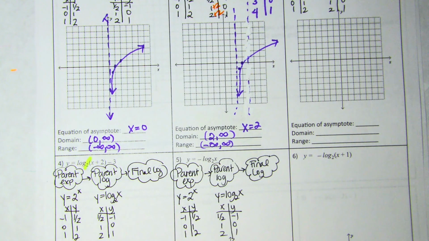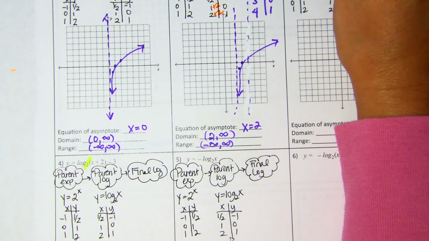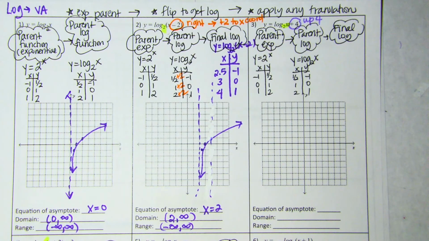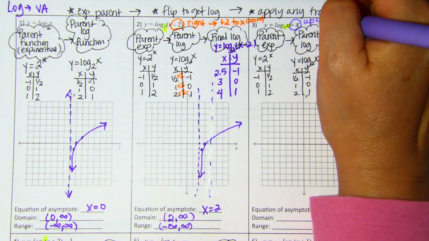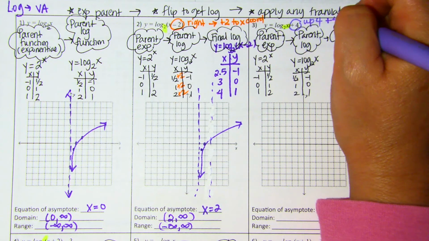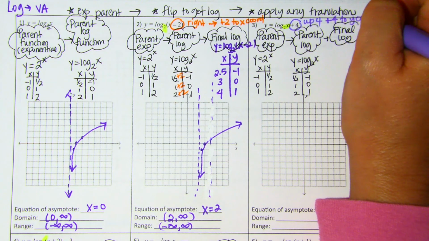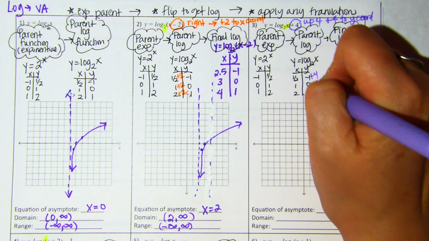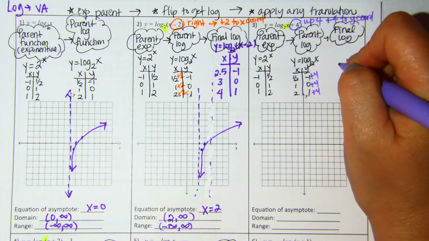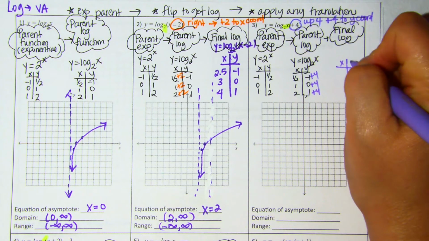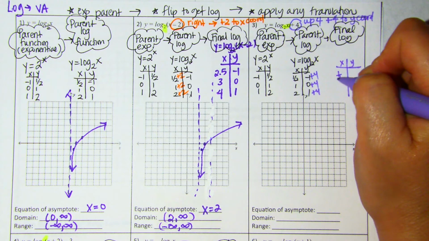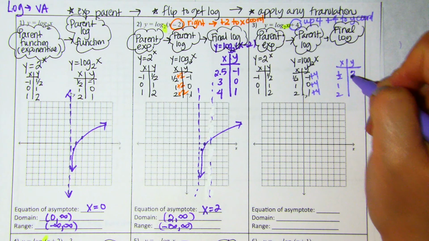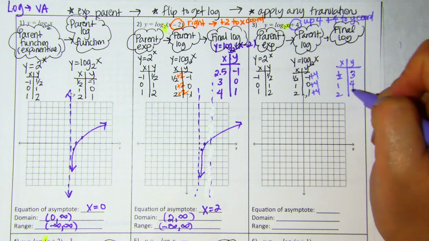Final log. Let's look at this. So this one goes up 4. So anytime you go up or down, you are affecting the y coordinate. So when it's up, we're going to add 4 to the y coordinates. Okay, so +4, +4, +4. I'm not going to write that final equation. I'm going to pull the lazy card. -1 + 4 is 3. 0 + 4 is 4, and 4 + 1 is 5.